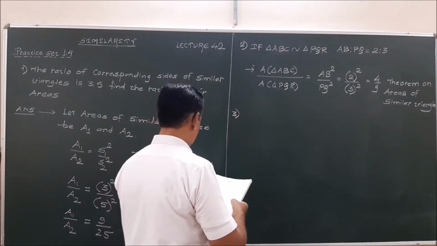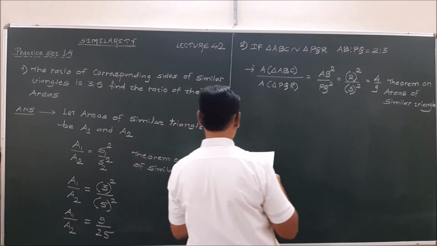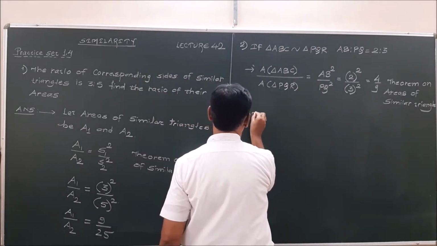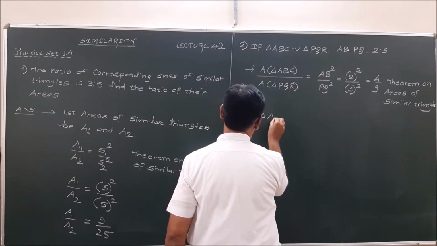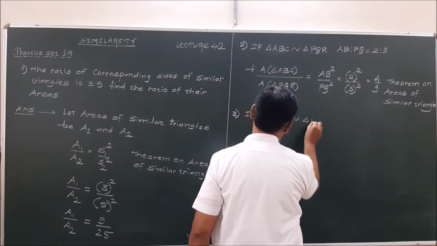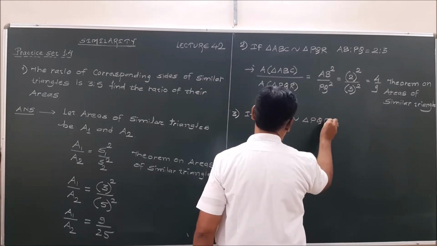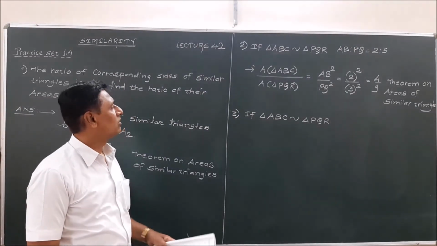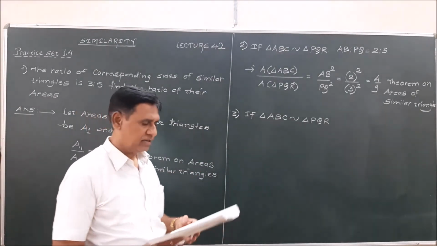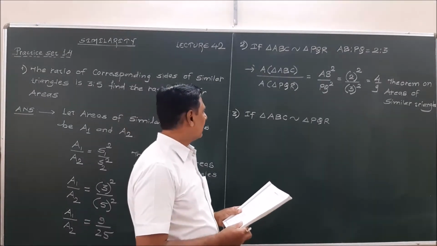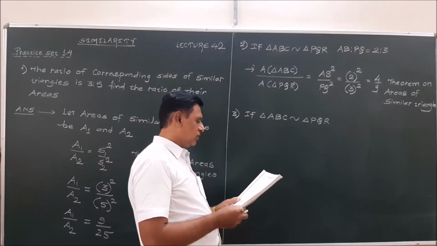Third one is, if triangle ABC is similar to triangle PQR. This is question number 3 of exercise 1.4, page 25. Okay. Triangle ABC is similar to triangle PQR.